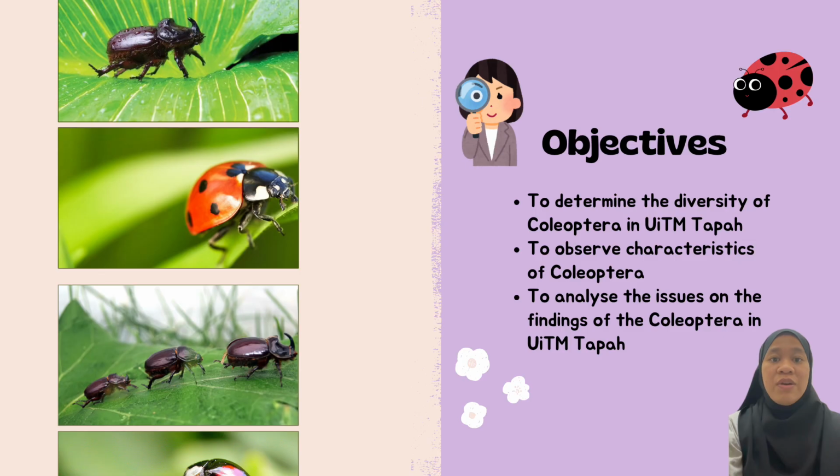very few families. For this field analysis study, there are three main objectives. The first is to determine the diversity of Coleoptera in UiTM Tapah. The second one is to observe the characteristics of Coleoptera, and the last one is to analyze the issues on the findings of the Coleoptera in UiTM Tapah.